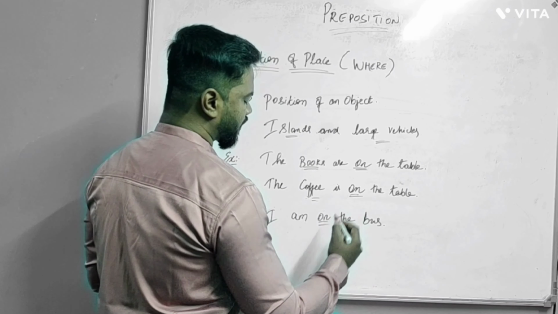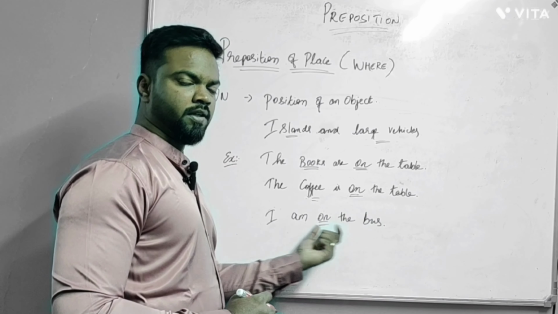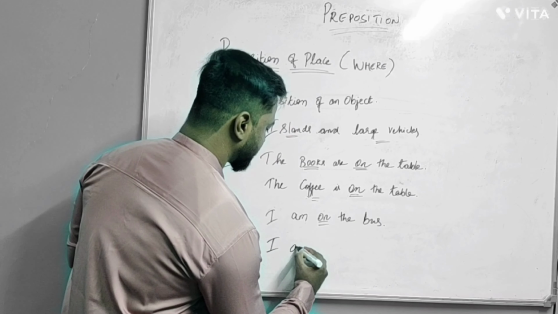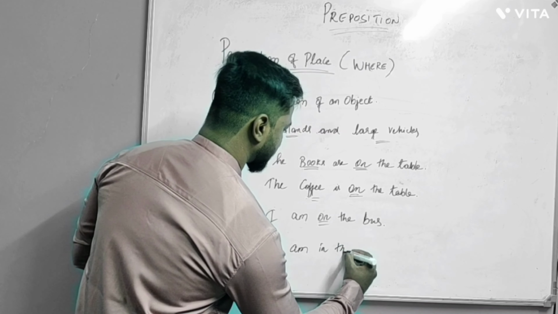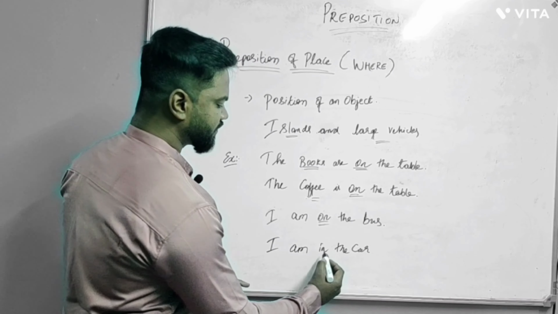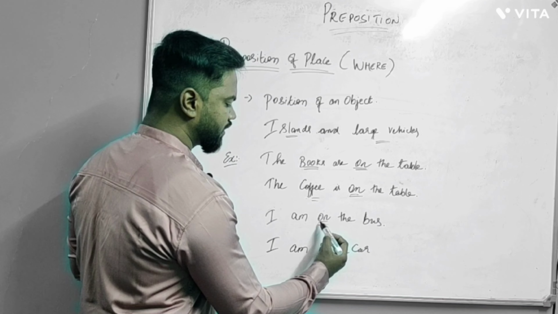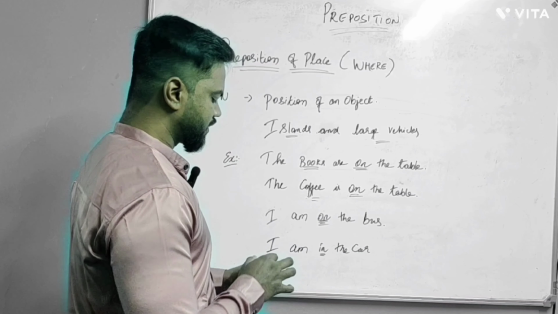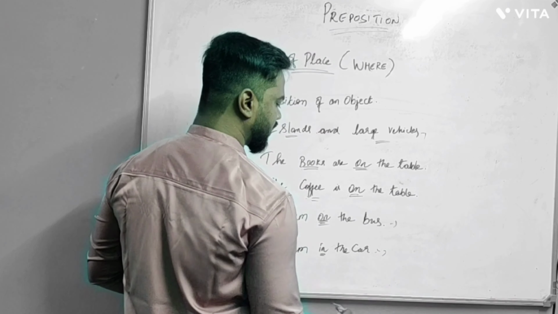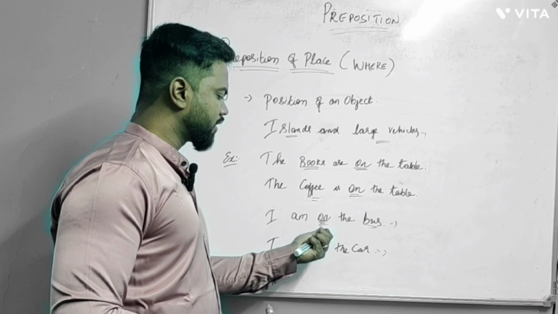I am on the bus. See here, we use on for bus. In the previous example, I said I am in the car. So why is the difference here? Why are we putting in there, and why are you writing on here? The reason is this is a large vehicle, and this is a small vehicle, and this is public transport. So that's why you use on here.